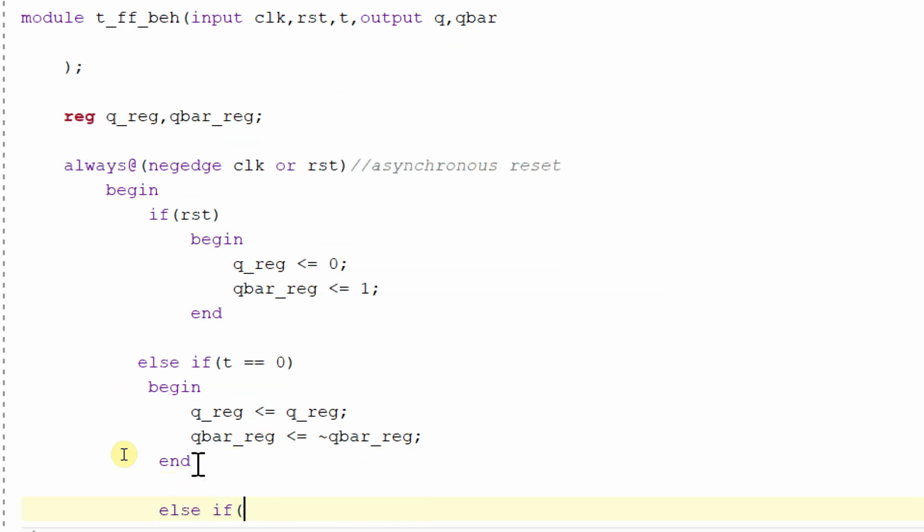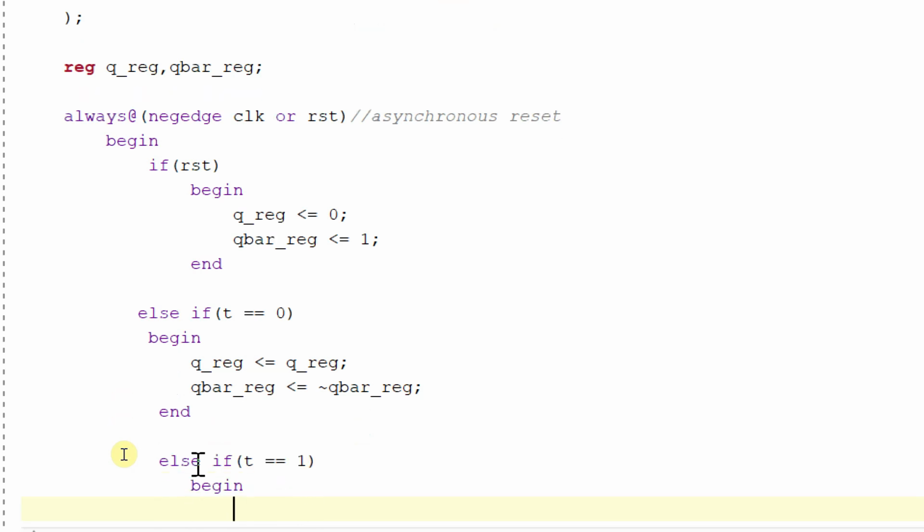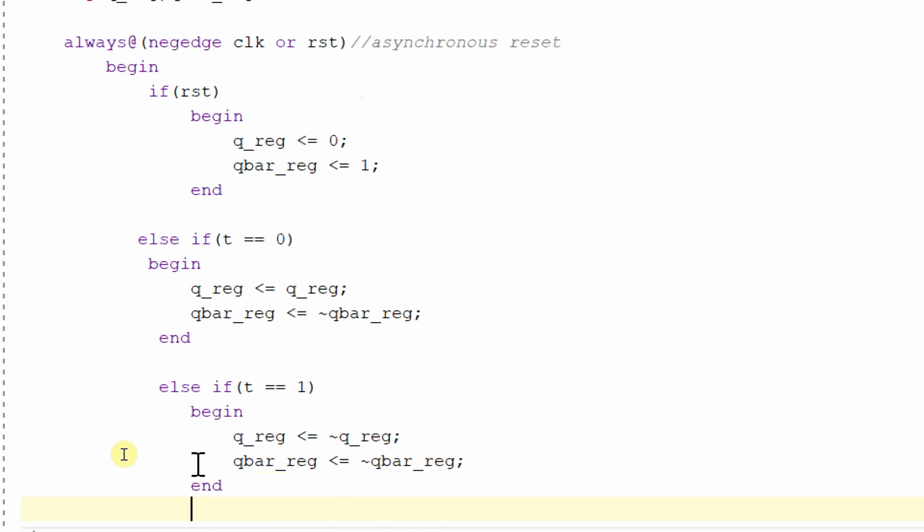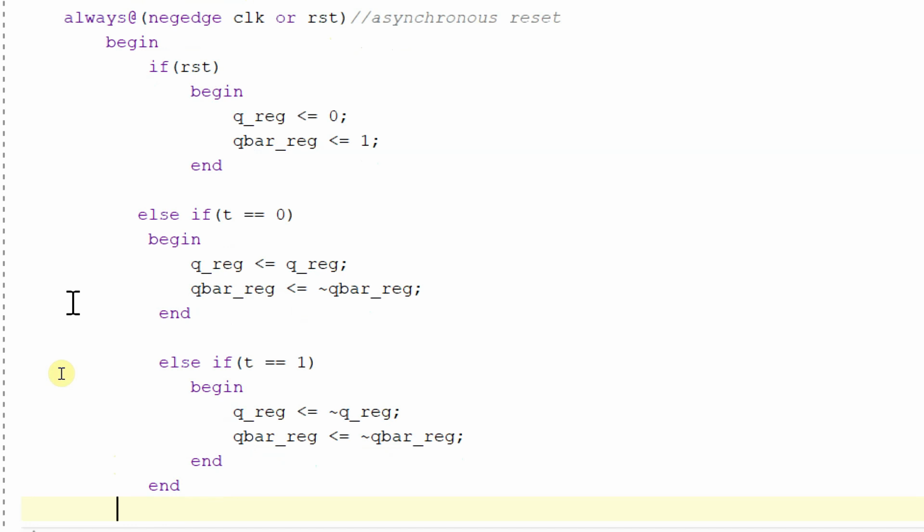And else if t is equal to 1, then begin q underscore reg will be equal to not of q underscore reg. The output will toggle if t is equal to 1, and q bar underscore reg will be equal to not of q bar underscore reg. So basically if t is equal to 1, then output will get toggled, and that's all. Ending this and ending the module.